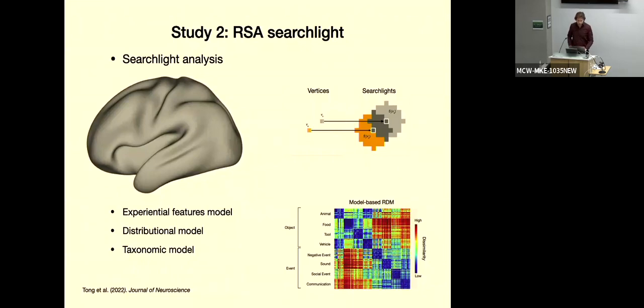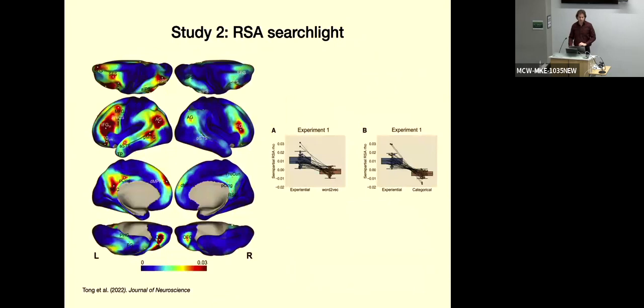And this is the result for the experiential model, X48. Turns out that the areas that encode the most experiential information are the areas that correspond to the default mode network or the semantic network that previous studies had indicated. And the chart on the right shows that when you look at the specific effect of the experiential model after accounting for word2vec and vice versa, or the experiential model after accounting for the categorical model and vice versa, all the variance is explained by the experiential model.